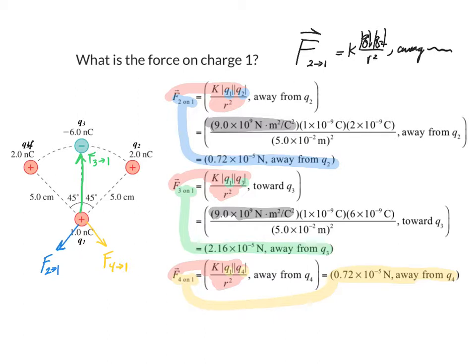Why is that a vector? Or there's this vector arrow here in that regard. So we have our, yeah. It says 2.16 times 10 to the negative fifth away from Q3. That should be towards. Yes, it should be. Good point.